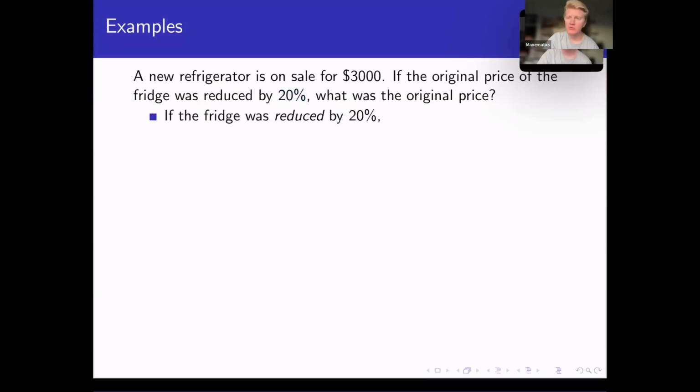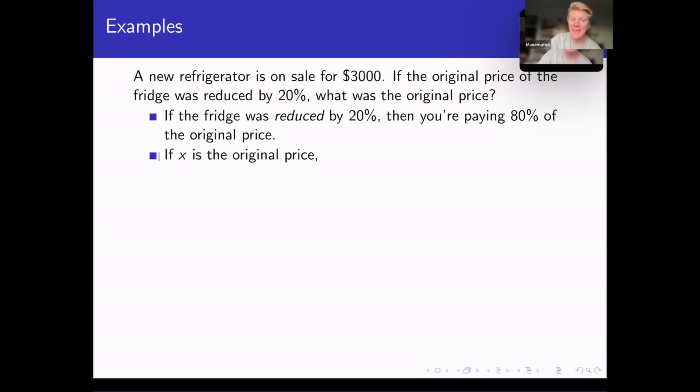Okay. If the fridge was reduced by 20%, that means that we're paying 80% of the original price, right? 20% off doesn't mean we're paying 20% of the original price. It means we're paying 20% less of the original price. So if we have a 20% discount, it means we are paying 80%. Well, if we say that X is the original price, we don't know what X is, but if X is the original price, then 0.8X is the 80% of that original price.